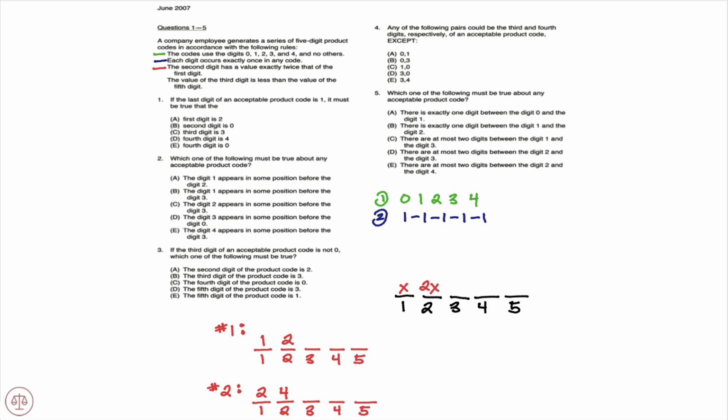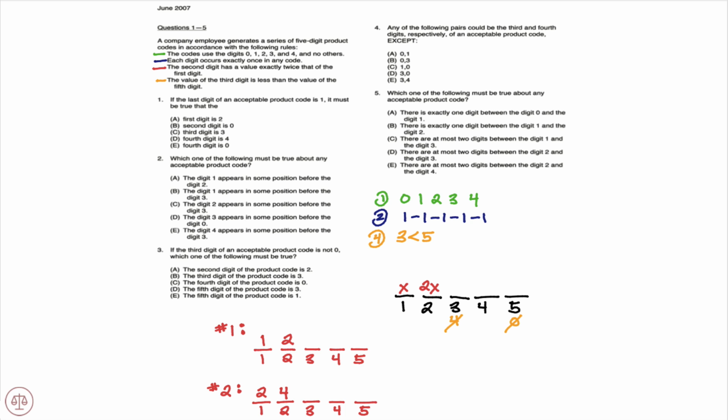only appears once. Which brings us to the fourth and final rule here, that the value of the third digit is less than the value of the fifth digit. So basically what that tells me is that we cannot have 4 appear third, and we cannot have 0 appear fifth.